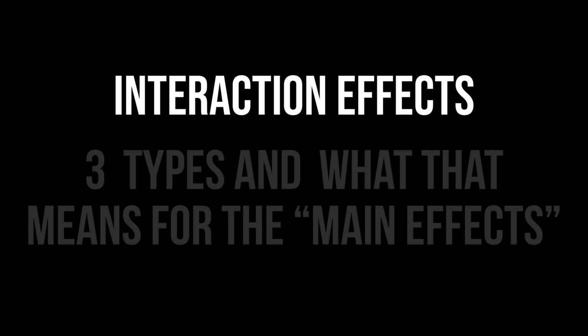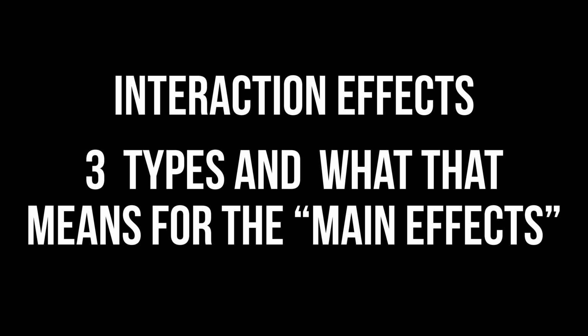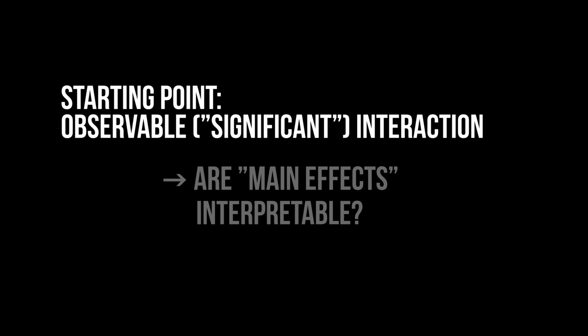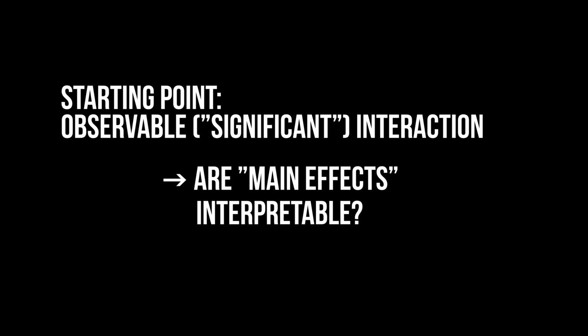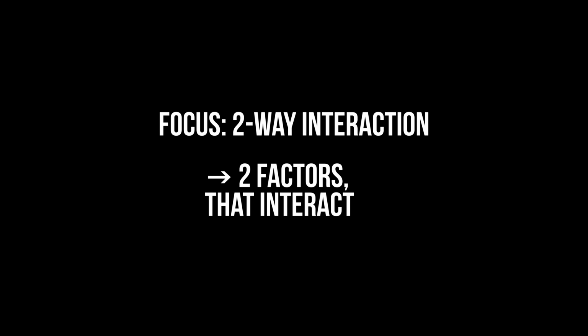This tutorial explains the three types of interaction effects and what implications they have for the main effects. The starting point is an observable interaction, and whether and how the main effects should be interpreted. This explanation covers the most common so-called two-way interaction, that is, two interacting factors. For example, within the context of a two-way ANOVA or a multiple regression with an interaction effect.